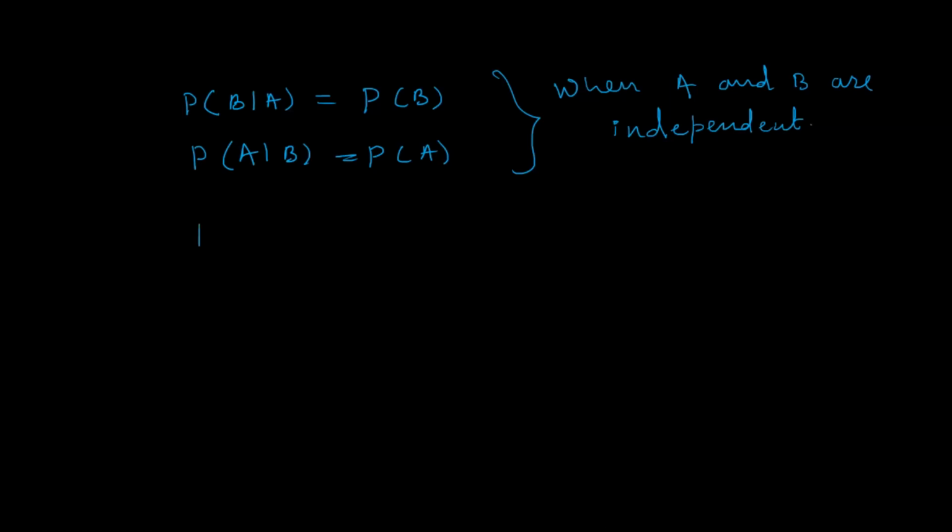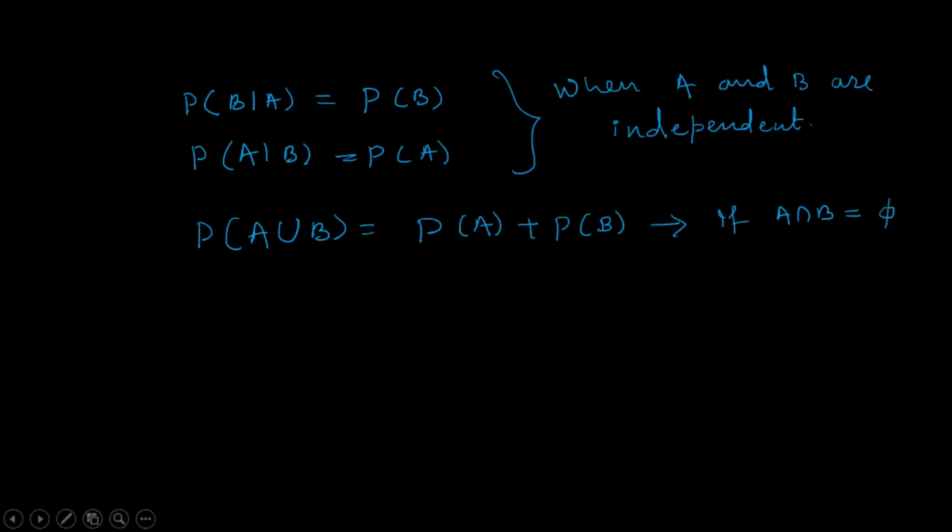Again, probability of A union B is equal to probability of A plus probability of B when A and B are disjoint, that is, if A intersection B is equal to phi, then this will happen. So these are a few results I think we will be using, and you should also know that this happens.